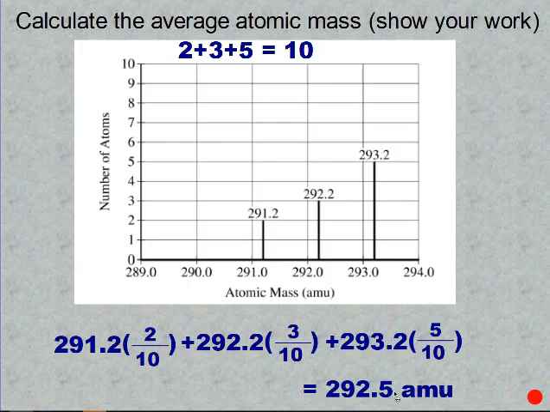Some problems will just give you a graph and say which element do you expect this to be. So looking at the graph, I would look on the periodic table and find an element that has a mass between 291 and 293. Anything that had a mass outside that range, I know couldn't be the answer.